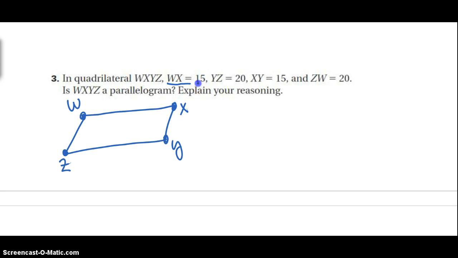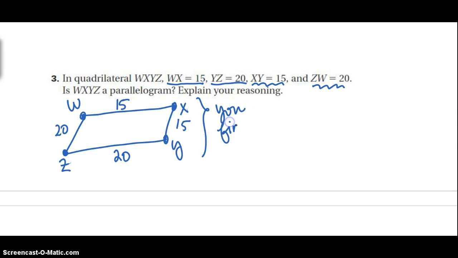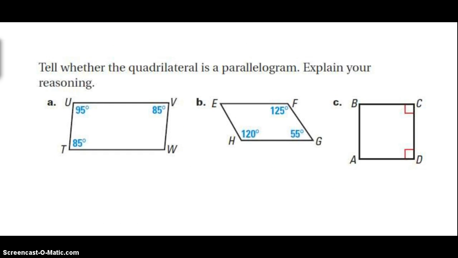So we know WX is 15, and we know that YZ is 20. And we know XY is 15, and we know ZW is 20. So if it's set up like this, is this a parallelogram? What I would like you to do is finish this one now that we have drawn the picture. So finish this one on your own and tell me if it's a parallelogram or not. Let's move it down here.